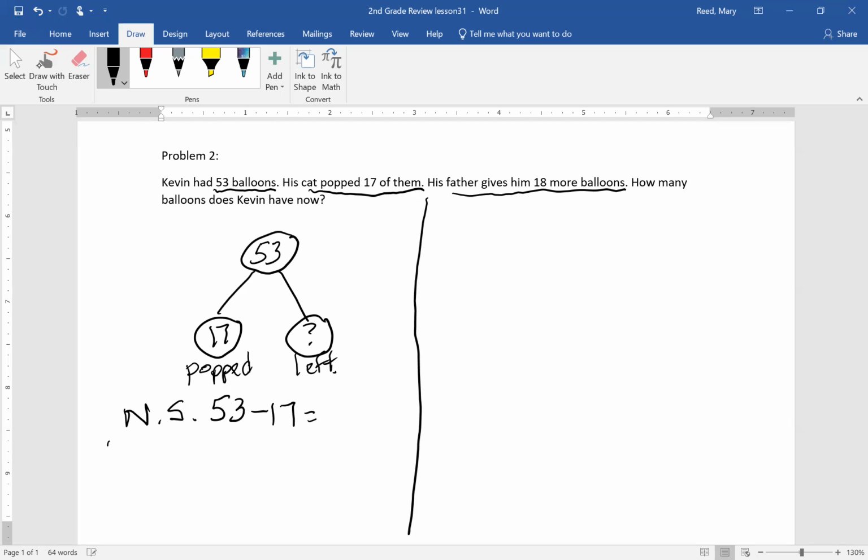So 53 minus 17, I'm going to put my algorithm over here on the side. I can't take 7 ones from 3 ones, so I will regroup. 13 minus 7 is 6, 4 minus 1 is 3. And so he has 36 balloons left. And if you want, you can go back and write that in your circle or put it beside it. And finally, we need our TS. He has 36 balloons left.